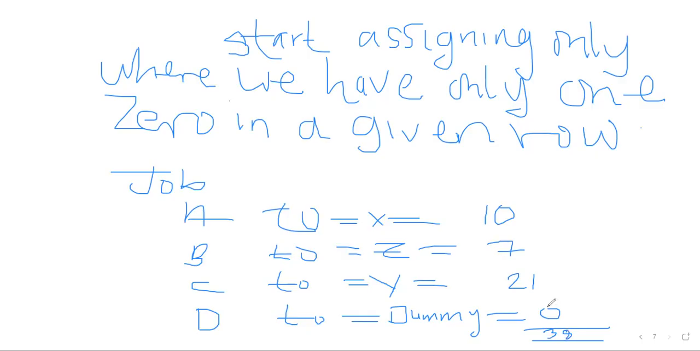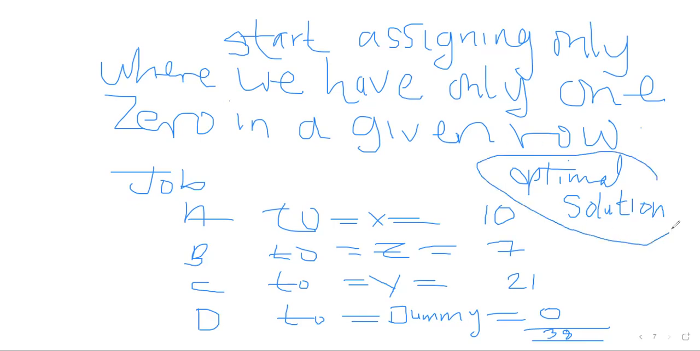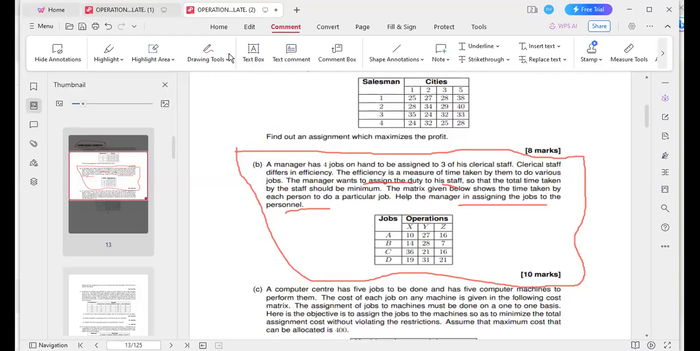So this is just about what we have, an assignment problem in terms of minimization. So this is an optimal assignment. This is the optimal solution for this manager that we can advise him to assign his personnel or clerical staff to these. So this question has been answered.